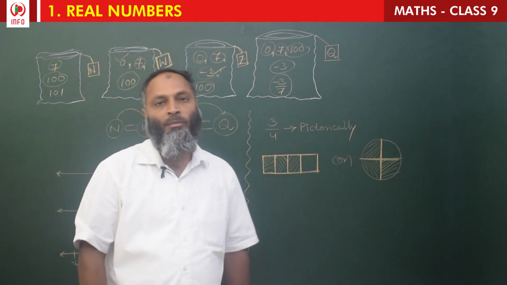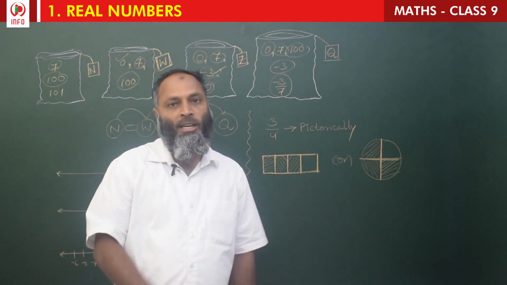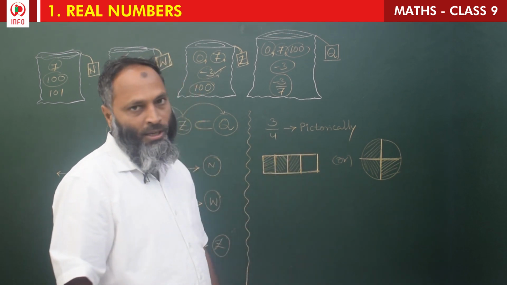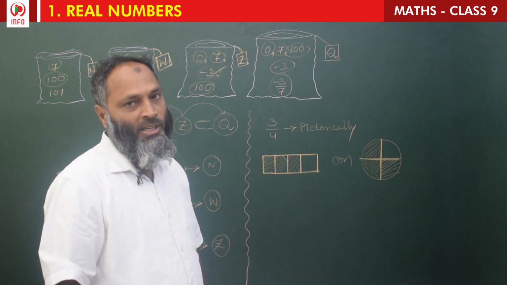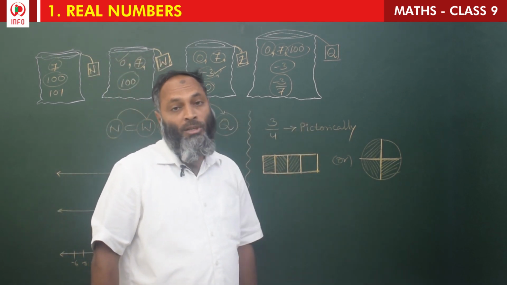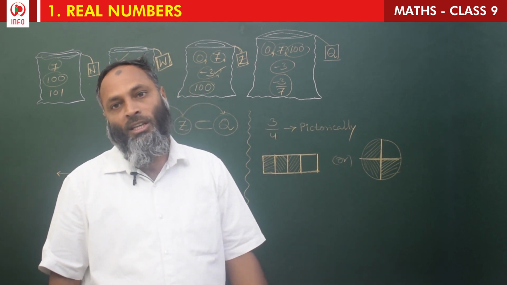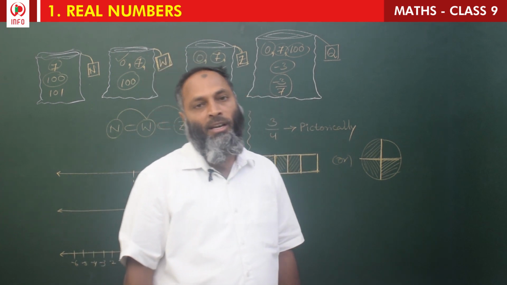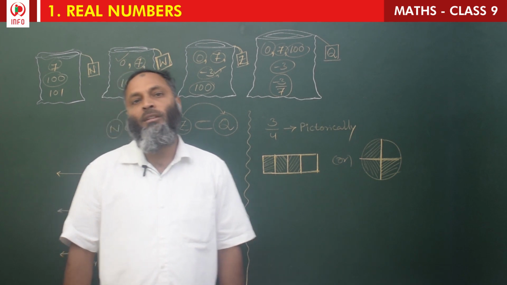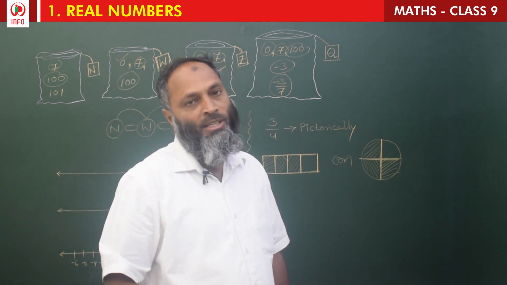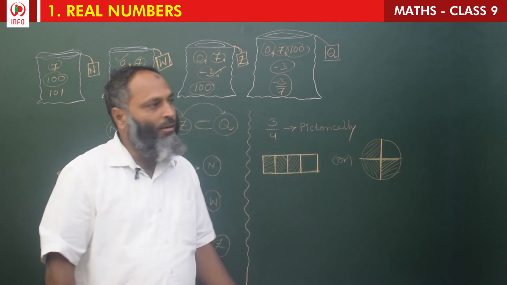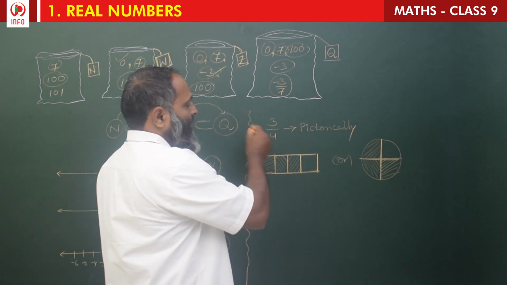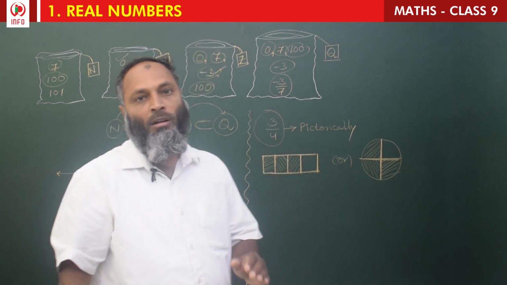So this is a pictograph, meaning a pictorial representation of a rational number. Can all rational numbers be represented pictorially, whatever number is given? No, it is very difficult to represent by pictograph. Whatever number is given in p by q form, we cannot represent all of them pictorially.